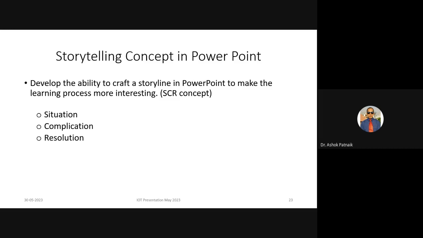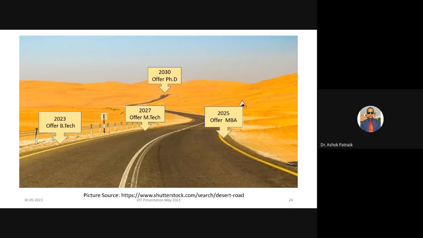What is the situation, what is the issue or complications, what are the problems, and then how do we solve them? If you follow this concept all through your content, it will become a very interesting PowerPoint presentation. You can see here I have given an example: my institute wants to grow and become a popular institute by the year 2030. How do we do that? We will be offering 3-4 different programs which will make us famous and bring popularity among all these premier institutions. We will offer BTech, MBA, MTech, and PhD.